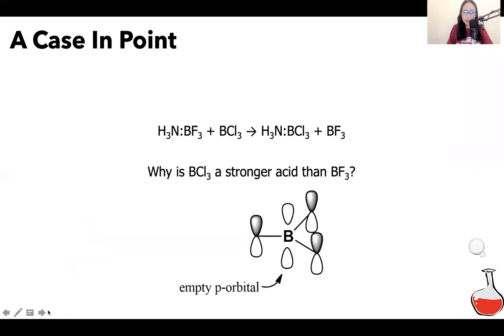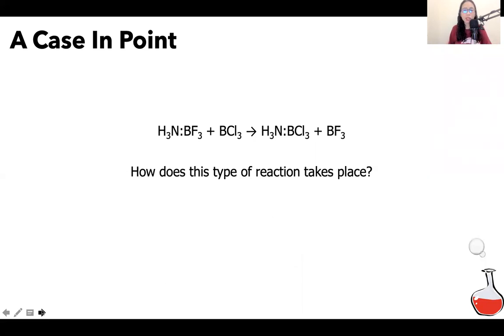Another question that we can ask regarding this case in point is, how does this type of reaction take place? Actually, it's the same as your SN1, SN2 mechanism in organic chemistry. It's possible that your BF3 leaves the adduct first before your BCl3 can form the coordinate covalent bond with the free ammonia molecule. Or it's possible that your BCl3 forming the coordinate covalent bond is synchronous with the leaving of your BF3. So that also happens in inorganic molecules, not just in organic molecules.